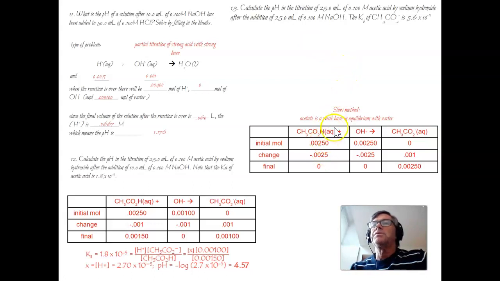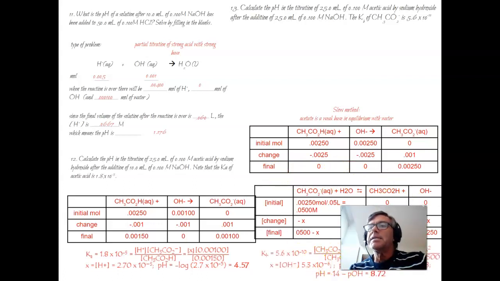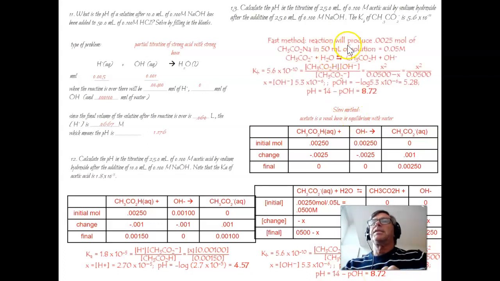The slow method is to just figure out what's in the solution when you're done. All of this stuff reacts, and so you just have acetate when you're done. So you end up with a flask that contains nothing except sodium acetate, and then we can just get the pH, which you can do by Kb equals x squared over 0.05. Therefore, x is the concentration of your hydroxide. The pH is 14 minus that. We get 8.72.